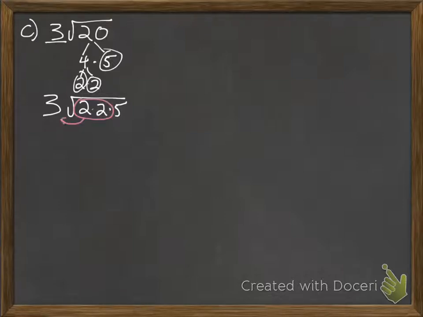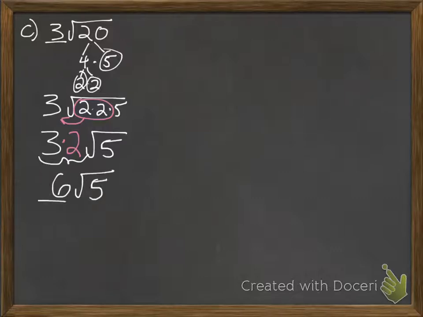I can pull one out, and it's going to join the 3 out in front. So in the front I have my 3, I have my special 2 that I brought out in front, so I have 3 times 2, and I have a square root of 5 inside. I am allowed to multiply these, so I have 6 in the front and square root 5 inside. Simplified. Let's see, what else do I have?